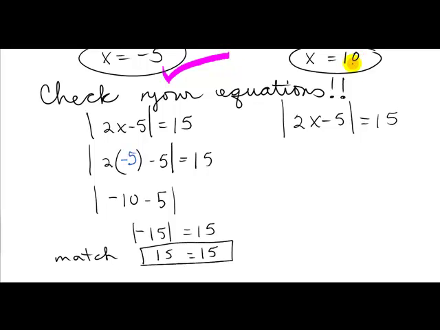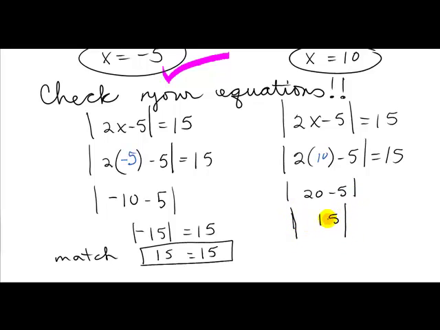Let's now check the 10. Again, absolute value bars, put the parentheses, drop in your 10. Follow order of operations, making those absolute value bars big, comes out positive, and again, these two match. So that tells me my 10 is correct.